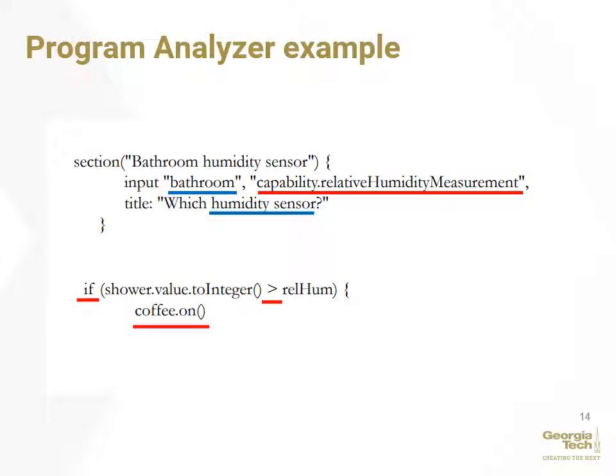Now, let us see an example of how SmartAuth works. First step would be to do the program analysis of the source code of the smart home app. I would talk about how we generate the context from the app.